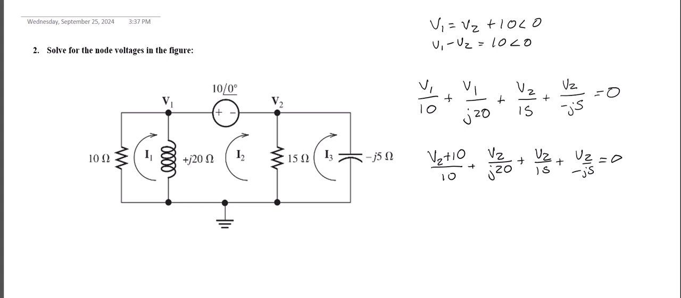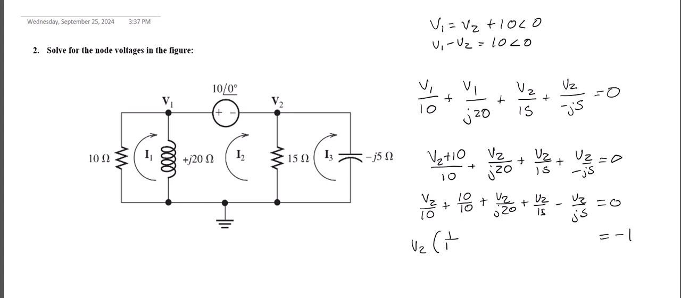And then here's how I'm going to do this. I'll write this as V2 over 10 plus 10 over 10 plus V2 over J20 plus V2 over 15 minus V2 over J5 equals 0. I'll take the 10 over 10 to the other side, so I have negative 1, and then I'll factor V2 out of everything else. So then I have 1 over 10 plus 1 over J20 plus 1 over 15 minus 1 over J5.